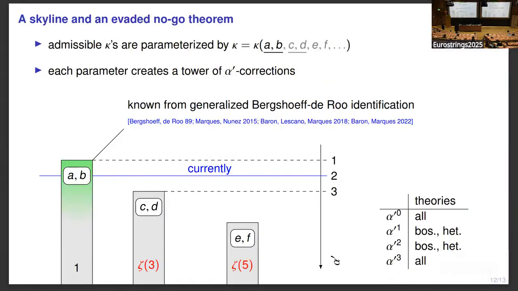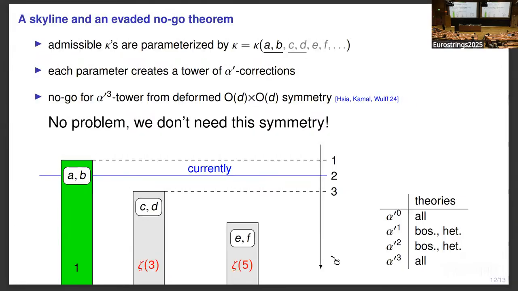And now we can check what this really means. This will always give you different towers of higher derivative corrections. The first one we have identified with the known results from the literature. This actually gives rise to what people know as the generalized Bergshoeff-de Roo identification. So far, this was just calculated to alpha prime squared. But with our result, we can write down all order results. So we can really write down transformations to all orders in alpha prime.